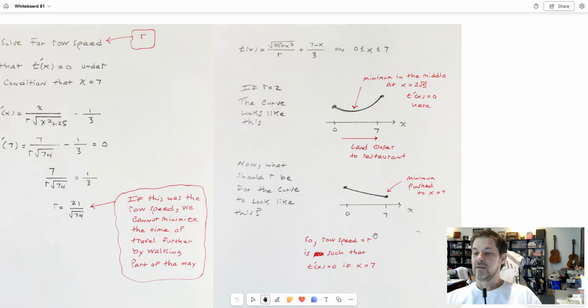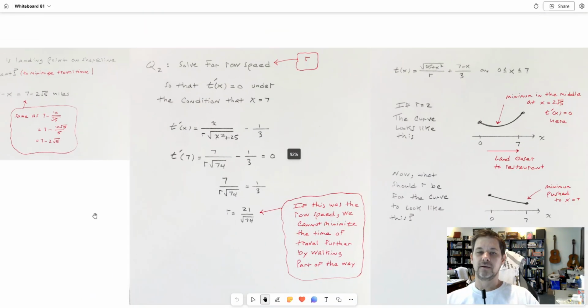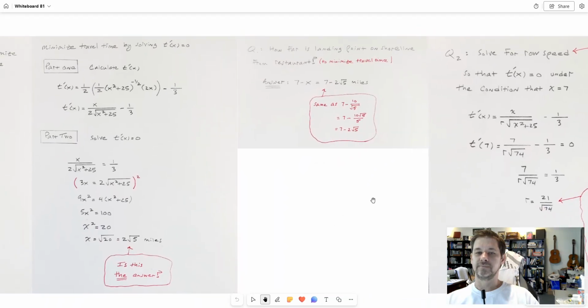Okay, so that's why we get this condition that the row speed r is such that the derivative is 0 if x is 7 at the endpoint. All right, x being 7 indicating we row straight to the restaurant, and that's where that critical number is. It's not somewhere in the middle. Okay, all right, so that's how you can think about it. I hope that's not too subtle, but if we put the conceptual parts aside, I think the math in this one is like a lot of the other questions.